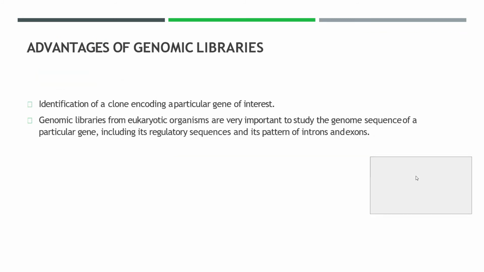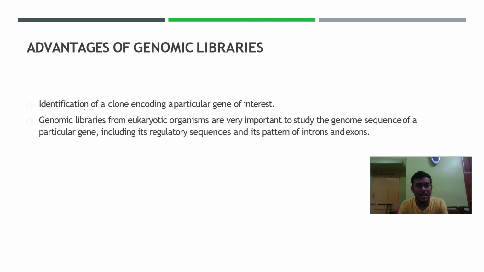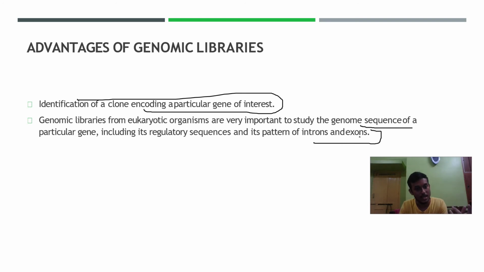So talking about the advantages of a genomic library, it helps in identification of a clone encoding a particular gene of interest. As we know, these libraries consist of all the recombinant clones, so it's a library that consists of all the genes that are of interest. So we can identify any of the clones that we require in that particular library. Genomic libraries from eukaryotic organisms are very important to study the genome sequence of a particular gene, including its regulatory sequences and its patterns of exons and introns as well.